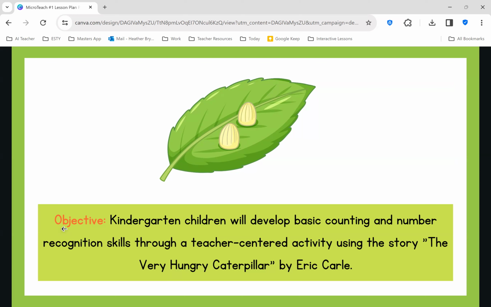Now, if you are wondering where this objective aligns as far as best standards are concerned, it is MAKNS011, which requires students to count and represent numbers up to 20. So let's proceed with the detailed steps of this lesson.